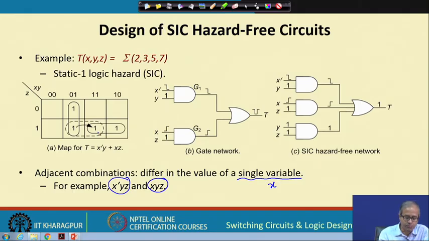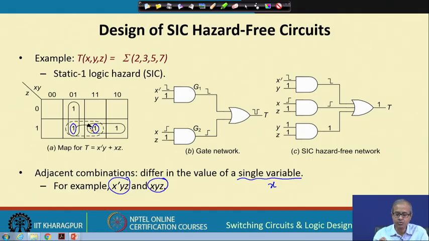Looking at the cube, you look at these two ones. These two correspond to x bar y z and x y z. In the two cubes, there is one adjacent cube, and whenever this x changes, temporarily you make a change, this arrow is shown, this temporary transition is taking place.